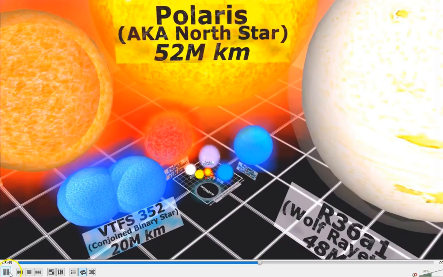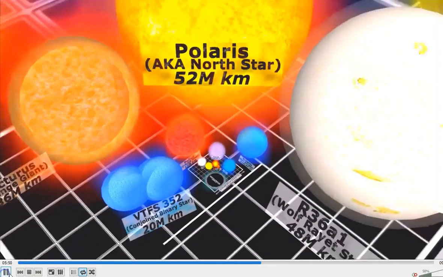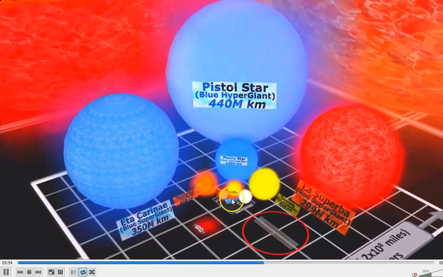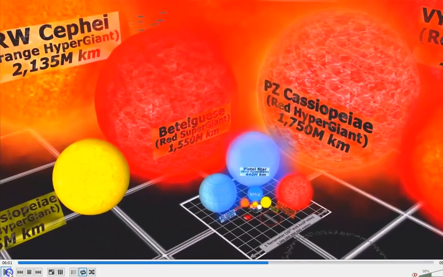Wow. So the North Star, which is actually a pretty dim star, you can see how much bigger it is compared to our sun. Incredible. It's nutty. 52 million kilometers. And then we're like, that's not even kicking butt here. What we're really talking about is Pistol Star. Oh no, but the better one's coming. Oh, there it is.